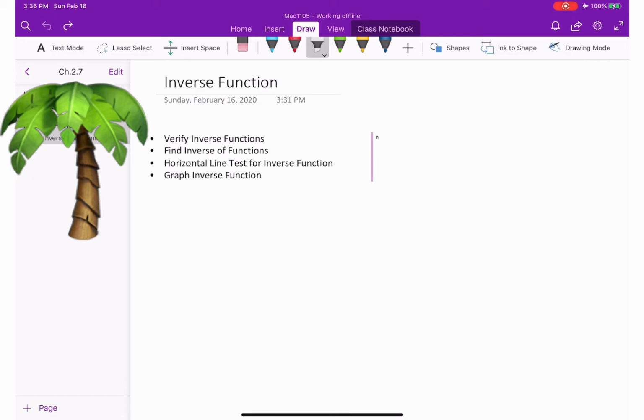In this video, I'm going to record inverse functions. So what specifically we're going to cover? We are going to cover verifying inverse functions, then finding the inverse of a function, and then I will go through the horizontal line test for inverse functions, and finally we will learn how to graph inverse functions. Okay, let's start.